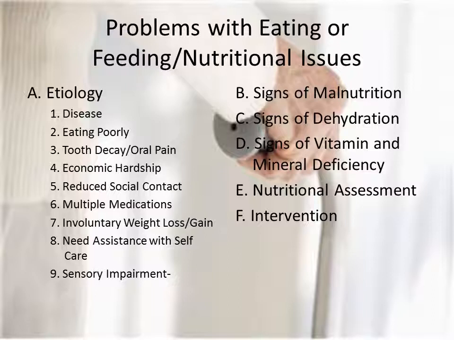Maybe they're eating poorly. That might be because they have poor food choices, or they don't have access to fresh fruits or vegetables, and they're using prepackaged, pre-prepared food. Perhaps they have a mechanical problem where they have tooth decay or oral pain, poor fitting dentures, maybe something's underneath their dentures. They have no dental care, they have oral disease, perhaps they have an economic hardship.